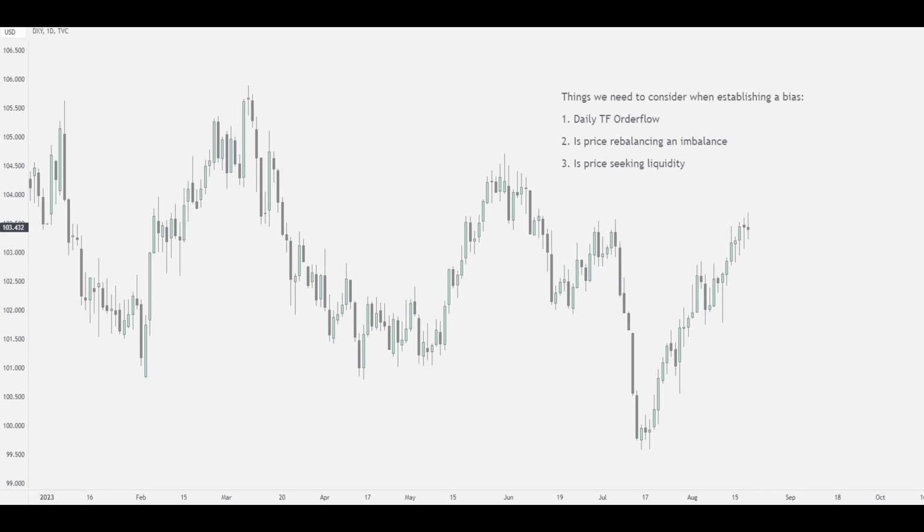Firstly, the daily time frame order flow. Secondly, is price rebalancing an imbalance? And third, is price seeking liquidity? So these two, the bottom two, sort of link into each other in a way that price will only do two things, and it is either one of them. So price will only trade to an imbalance, or price will only trade to seek out liquidity.